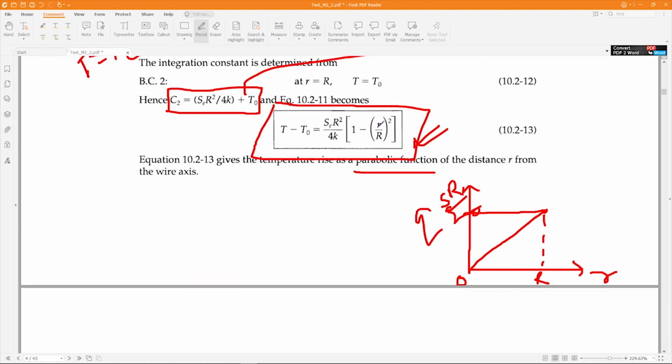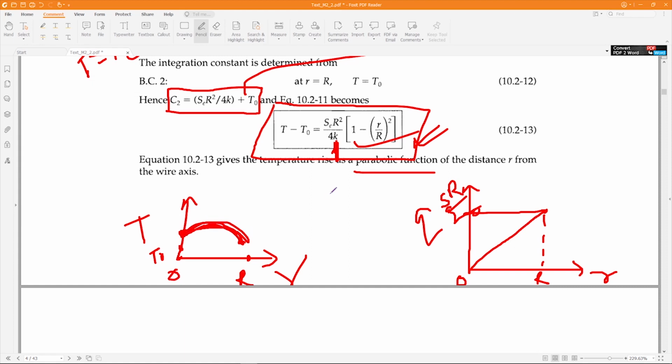You can also draw the temperature profile with distance. At the center, R equal to 0, put R equal to 0 here. This will be R. So T is equal to T naught plus S_e R square by 4K, right? K is the thermal conductivity. So we can get some value here. And at the outer surface, R equal to capital R, if you put R here, it will be 1 minus 1, 0. So T is equal to T naught. Let's say T naught will be lesser. So you'll get something like the parabolic. So this is what you have got.